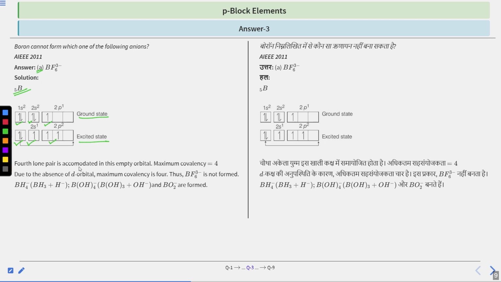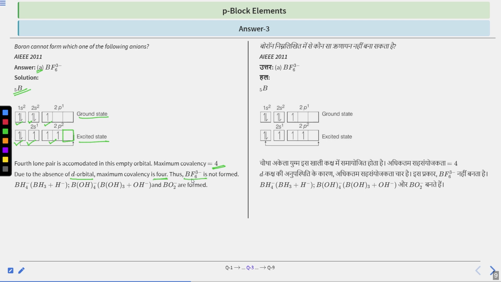You can see that 4 lone pairs can be accommodated, the fourth lone pair being accommodated in this empty orbital. We have this empty orbital here, this box. So the fourth lone pair, which will come because 3 lone pairs we have, right? The fourth lone pair will come in this empty orbital. So maximum covalency is equal to 4, right? Because only 4 lone pairs are coming. So maximum covalency will become 4 for the boron, and due to the absence of d orbital, the maximum covalency is 4 in the case of boron.